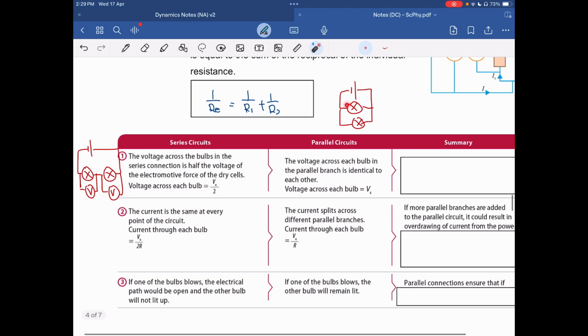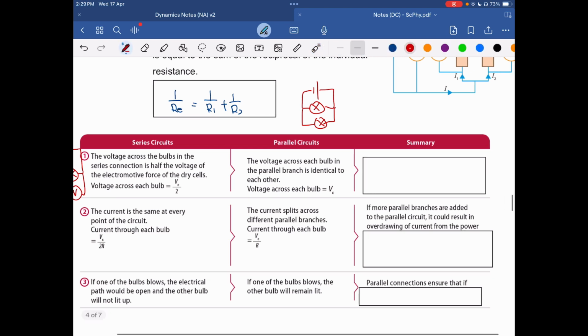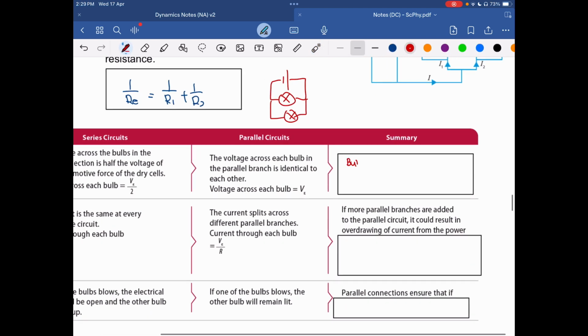Because the voltage across each of the bulbs is the same, and the current will split across the components, the bulb in the parallel arrangement will be brighter.